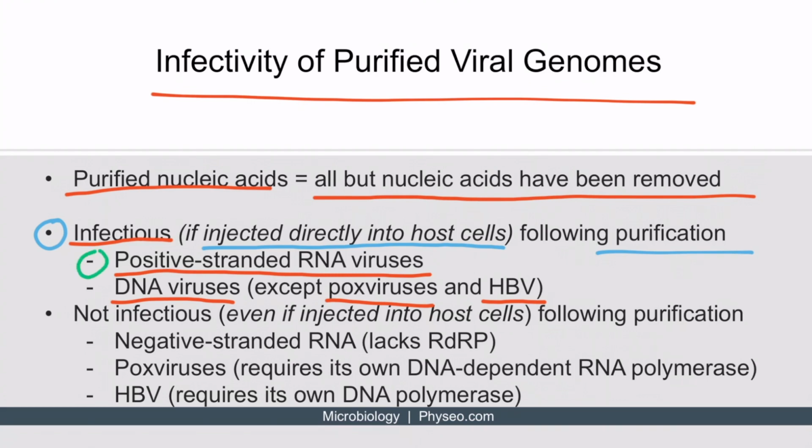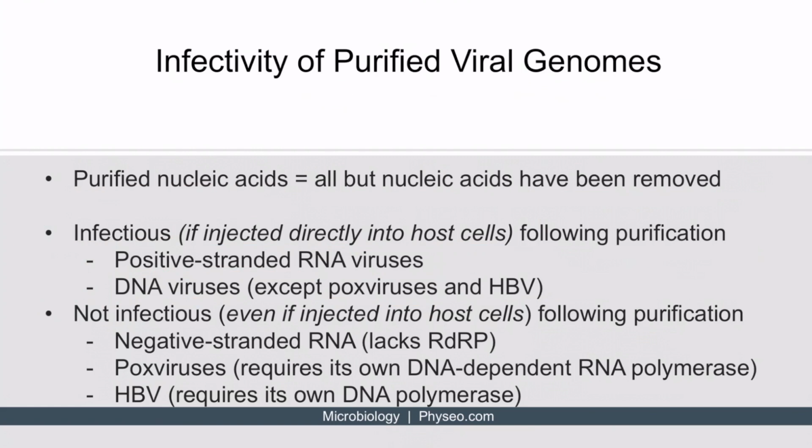And the reason that positive stranded RNA viruses and DNA viruses can be infectious after purification is because they don't need any polymerases with them. They just enter the cytoplasm and the host cell takes care of everything else. It can start translating the RNA. The host cell has all of the machinery necessary for the RNA viruses that are positive stranded and DNA viruses to replicate. Now let's talk about the viruses that would not be infectious following purification, even if they were injected directly into the host cell cytoplasm. These include negative stranded RNA viruses.